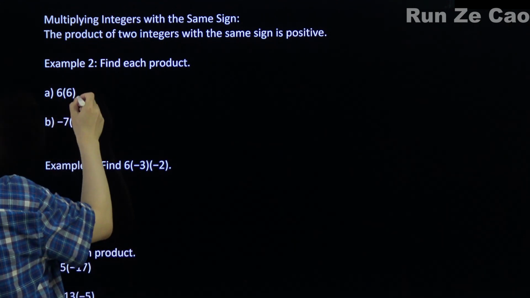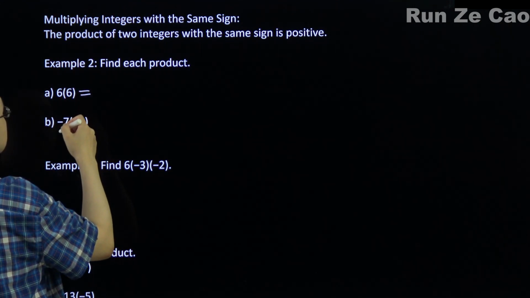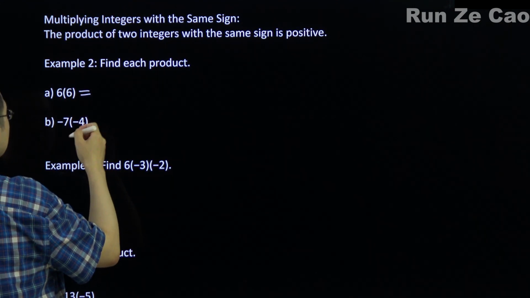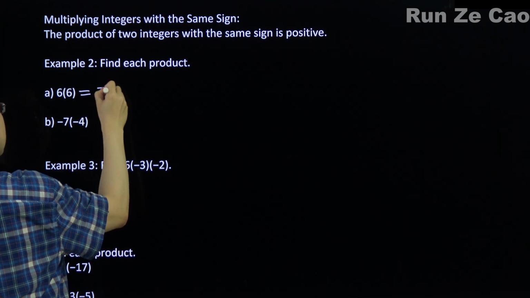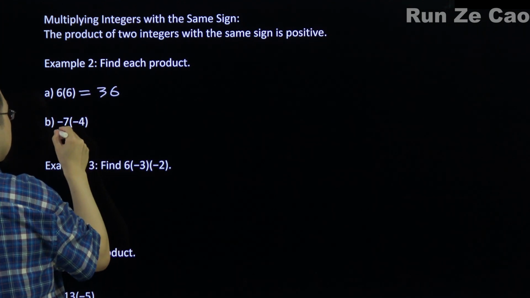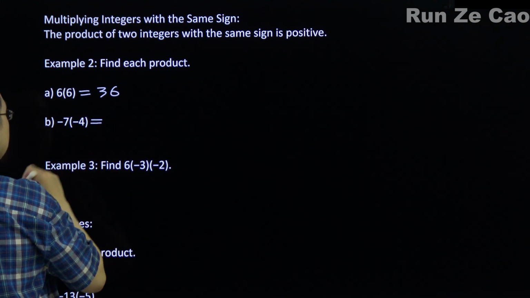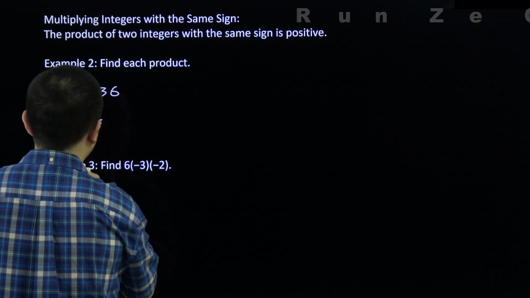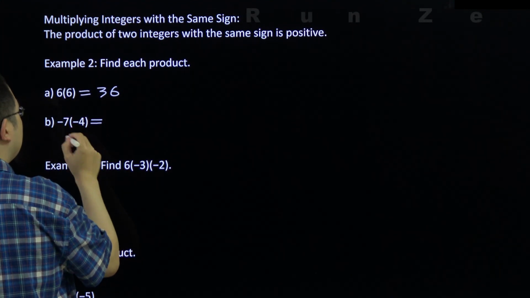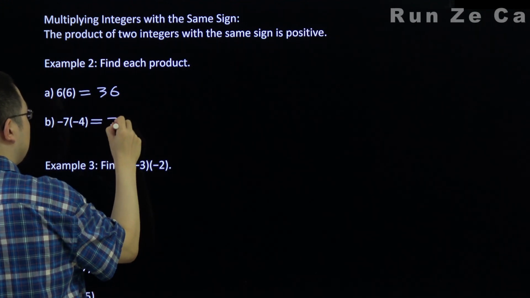Find each product. 6 times 6. Well, there's no negatives, so it's positive. 6 times 6 is 36. Negative 7 times negative 4. There's 2 negatives, so multiplied together it's positive. And 4 times 7 is 28.